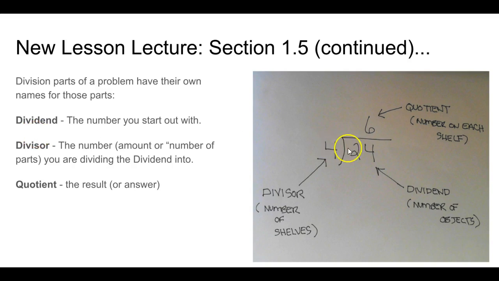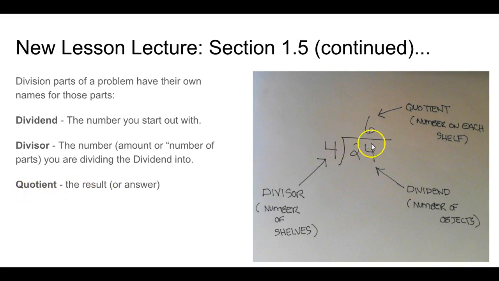So you have here, using the same example that we did with the managers and the cans, we have 24. In this case, 24 is the dividend. The dividend is the number that you start out with before anything has been separated. Then you have the divisor, which is the 4 right here. So the divisor is the number, that is to say the amount or the number of parts you are dividing the dividend into. So if we were to take 24 and I want to separate this 24 into 4 equal parts, then I'm going to get the quotient, which is the result.